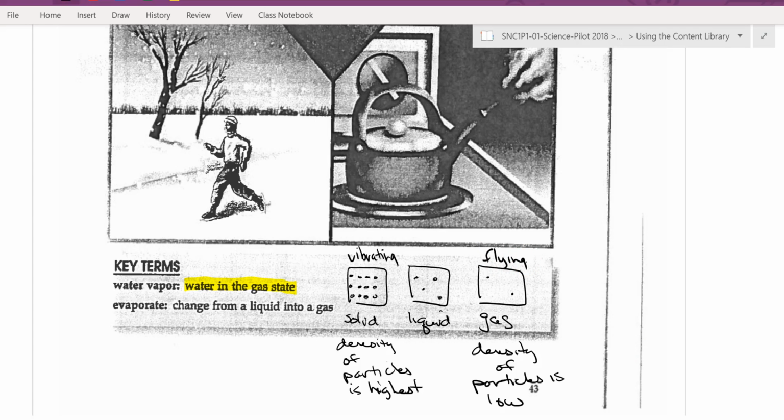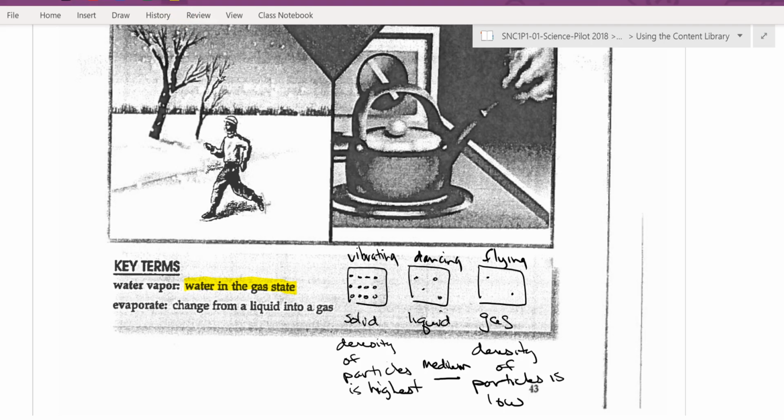They're not vibrating. They're not flying. I like to say it's like they're square dancing, like kids dancing at a dance, right? A little bit of movement going around, not a lot of order to it. So in a liquid, they're dancing, but they're not flying. And this would, of course, have the medium density. So density of particles would be medium. I'll just write medium in there so it doesn't get too packed.